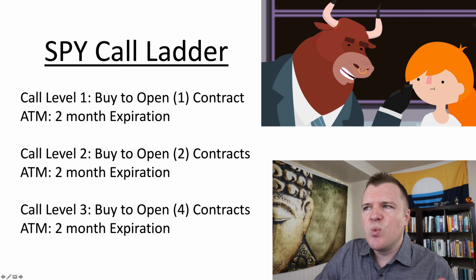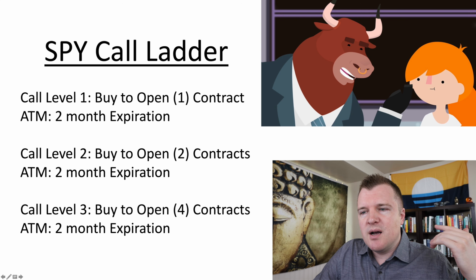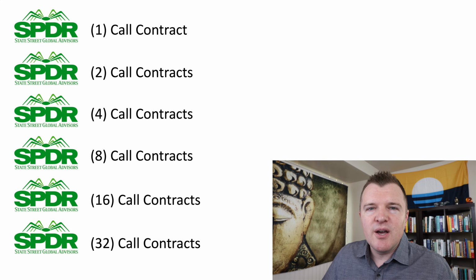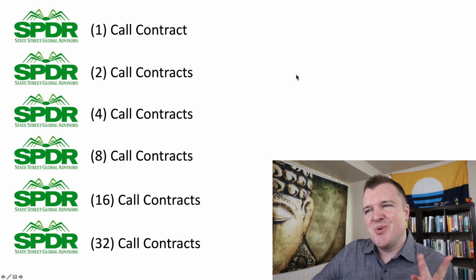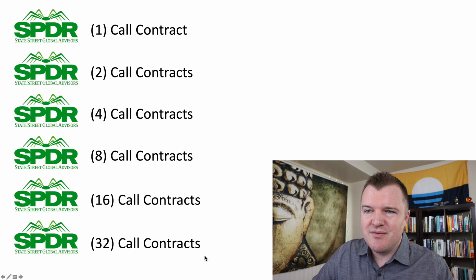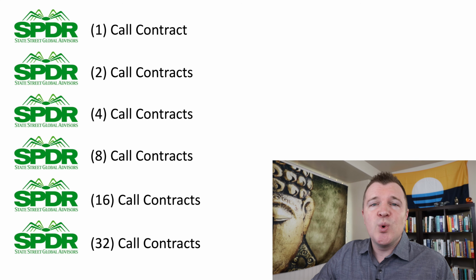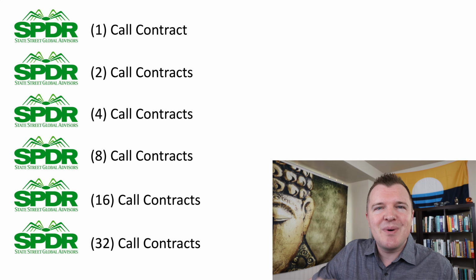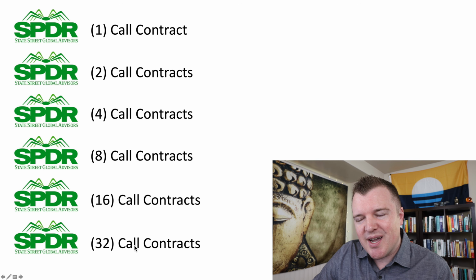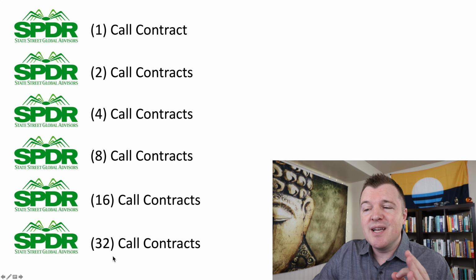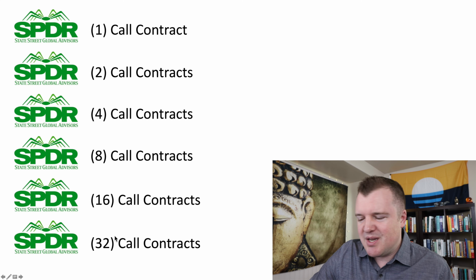So level 1 is one contract with a roughly 2-month expiration, then you double to 2, and then you double to 4. Now for this SPY call ladder to work, you need as many levels as you can afford. So I'm budgeting for 6 levels. The market has to go down 6 consecutive days without a dead cat bounce or a snapback to get out of your positions. Once again, when you're buying 32 call contracts at the lowest level, you're trying to recoup all of your losses from the previous 5, plus still make a profit for the day.